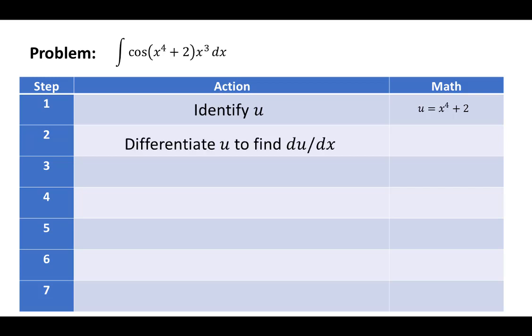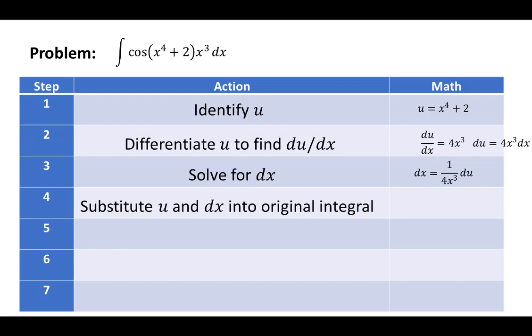So next thing we want to do is differentiate u to find du/dx. This is a pretty easy one. du/dx is just 4x cubed. Now we actually want to solve for dx. So we can play around with the differentials a bit, and we can multiply both sides of this equation by dx. So we have du is 4x cubed times dx. And now we can solve for dx by dividing by 4x cubed. So we just end up with dx equals 1 over 4x cubed du.